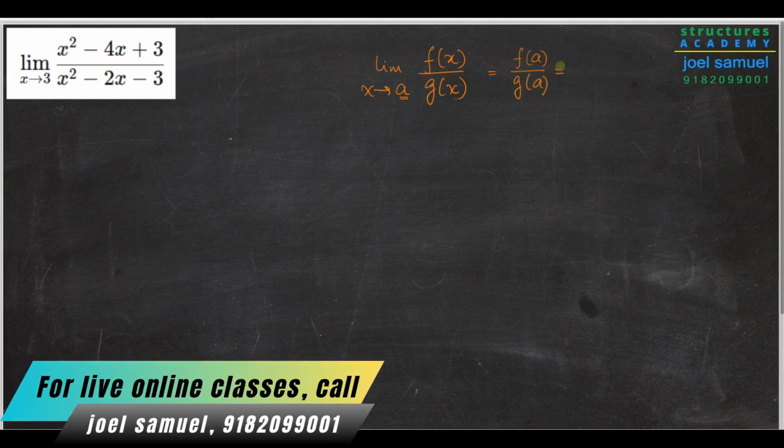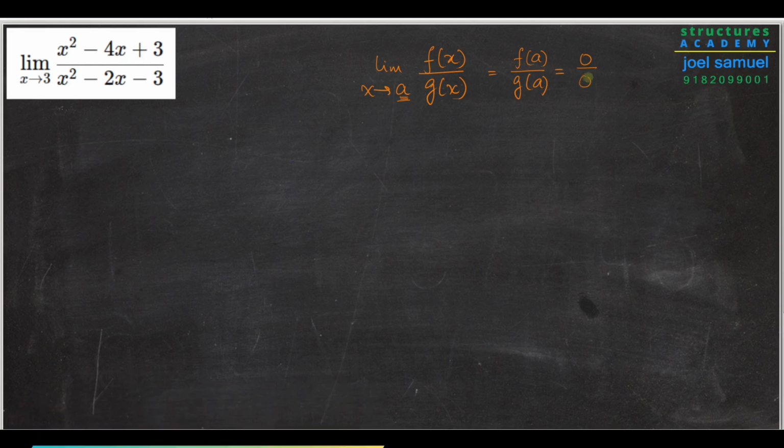And oftentimes what happens is when we substitute this value a into the functions, both numerator and denominator become 0, and this gives us an indeterminate form. So we cannot proceed further. In such cases, in order to evaluate the limit, we need to factorize the numerator and the denominator and eliminate the factor which is dragging both numerator and denominator to 0 and not allowing us to proceed with the limit calculation.